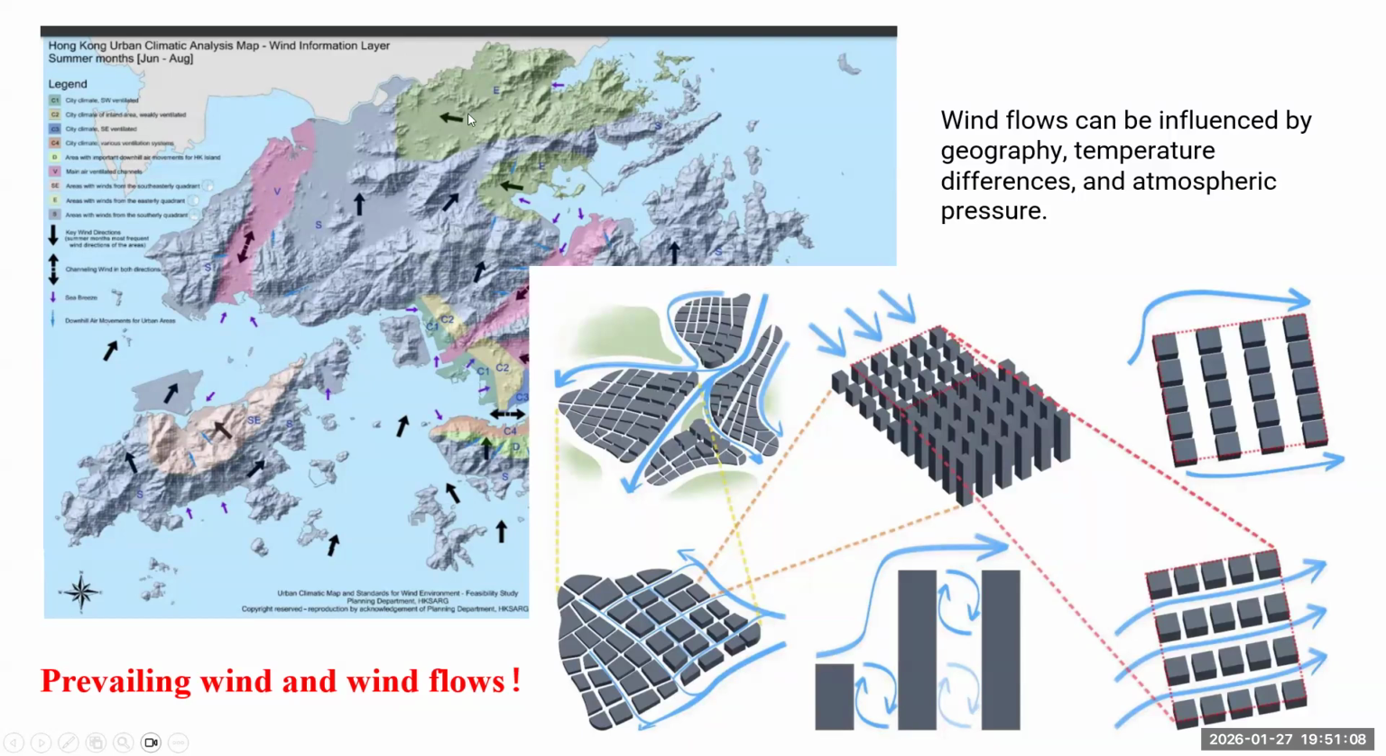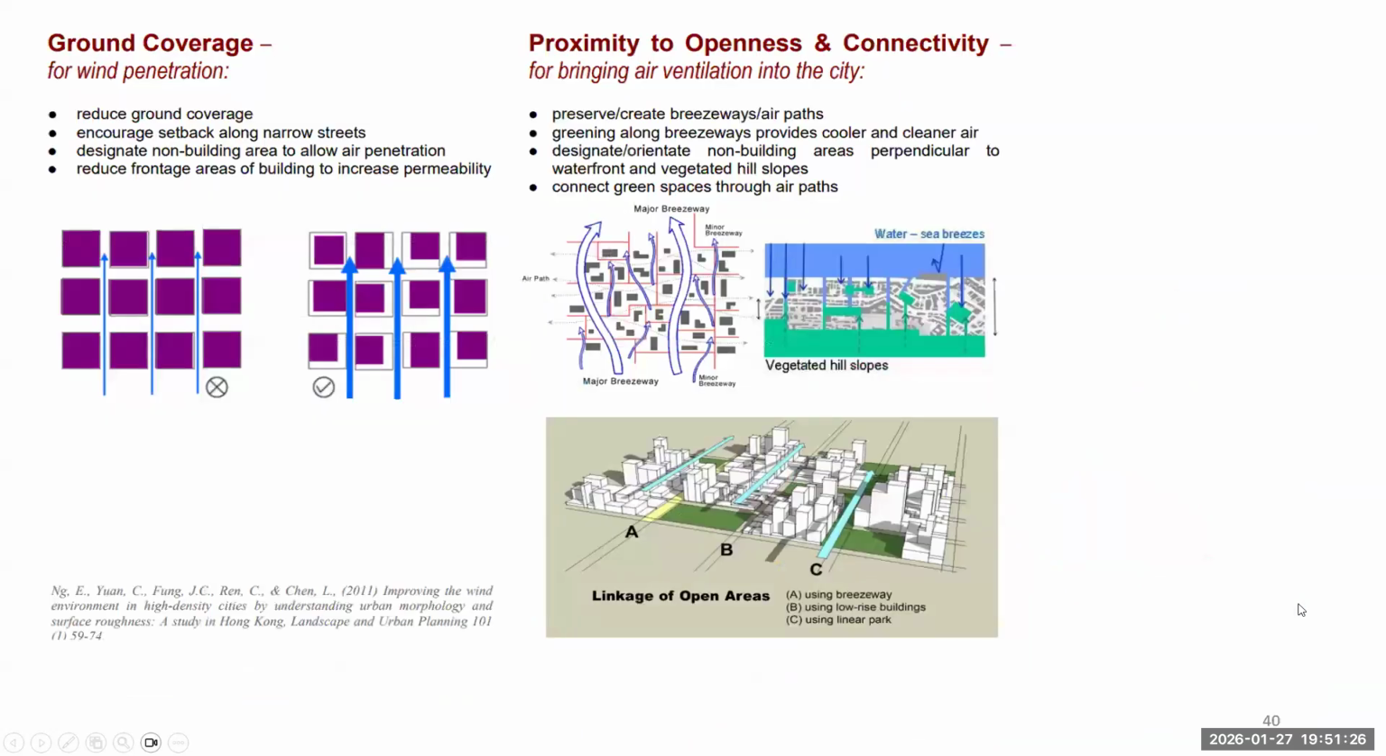use of those prevailing winds in our urban planning to provide good ventilation, to let the wind remove the heat and pollutants generated by our buildings, our communities. And also, we consider the ground coverage and the proximity to openness and connectivity to bring the air ventilation into our cities.